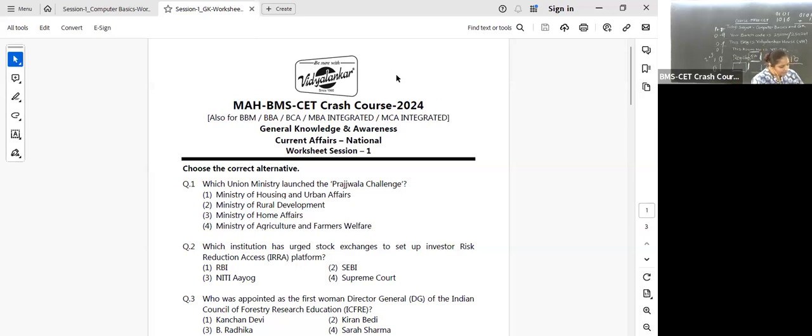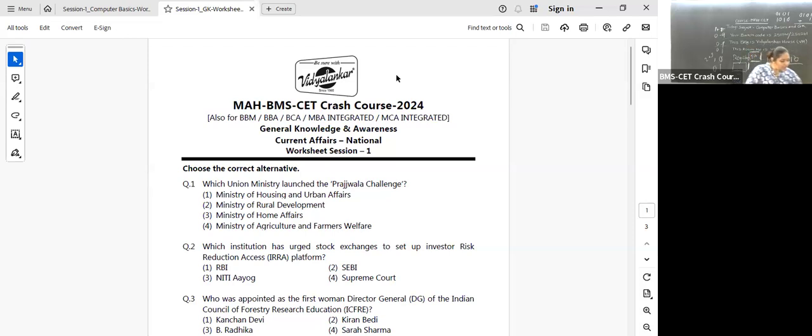Next one is, which institution has urged? See, these questions will just tell you the basic idea of what can be asked. When I talk about current affairs, demonetization, currency exchanges, stock market exchanges, trading, everything related to the nation as well as the international level comes under this.